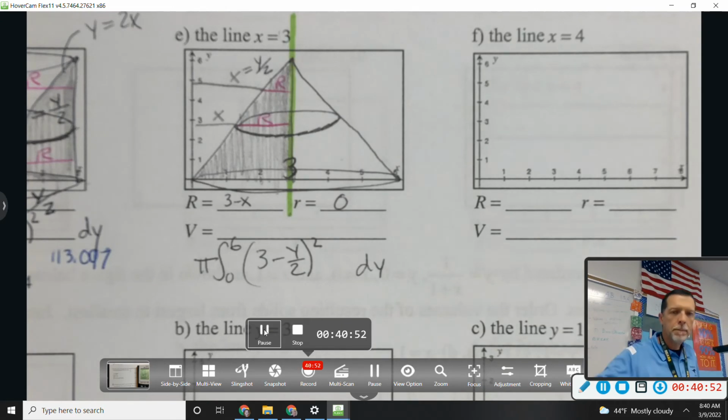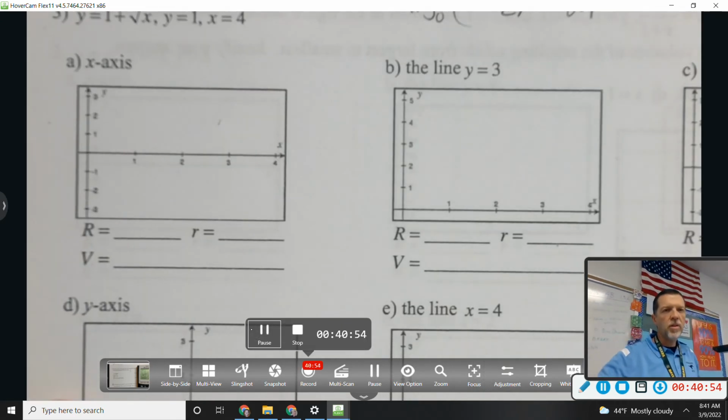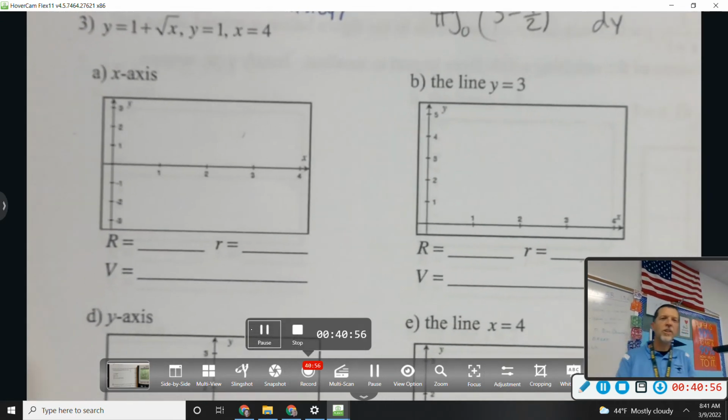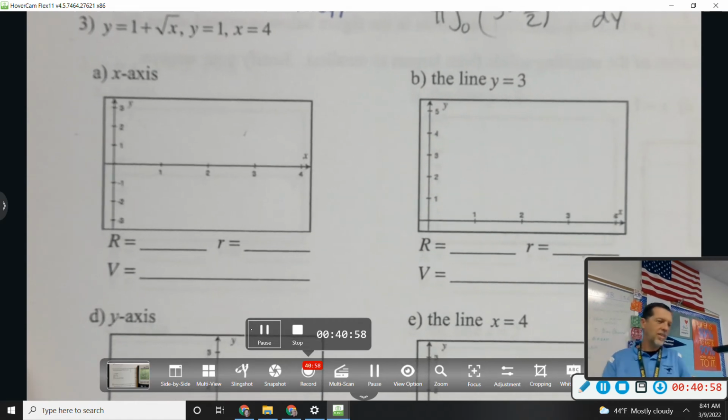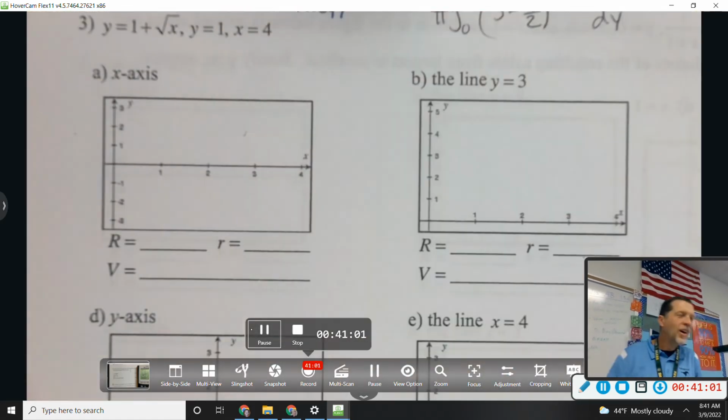Let's jump to 3a. Why don't you see how far you can go with 3a? Oh, great. Draw the base first, then draw the axis, then flip it, and then start thinking about what the shape looks like. So base first, then the axis, then the reflection.